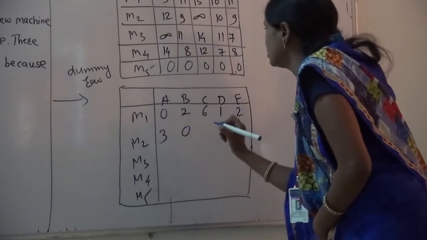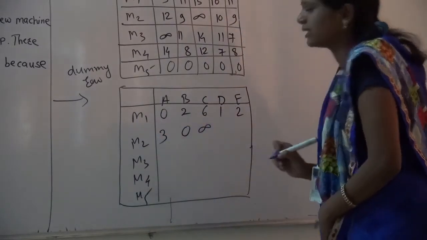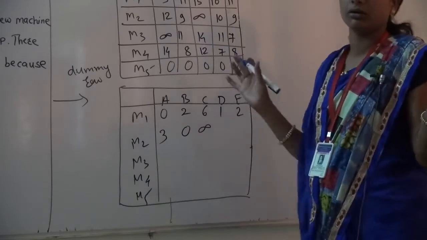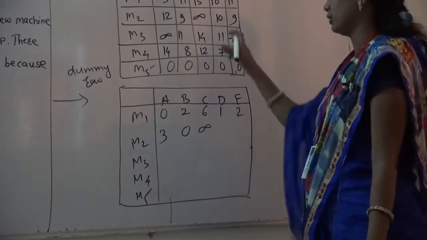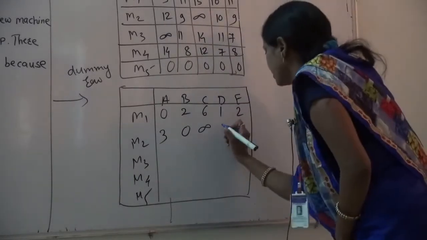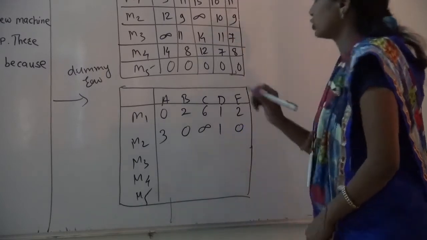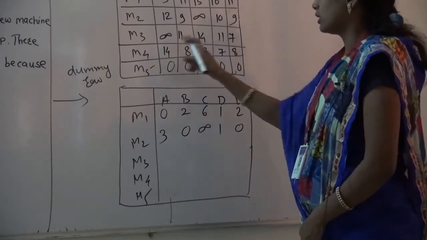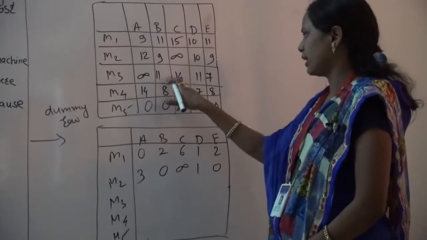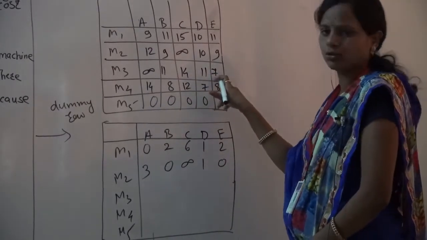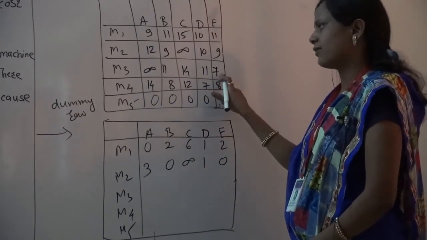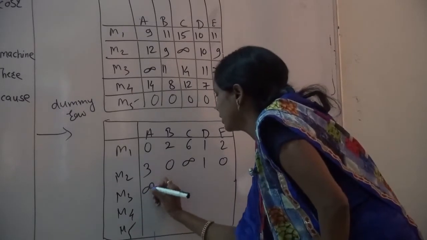9 minus 9, 0. Infinity minus 9, or infinity minus any number, we get again infinity. So 10 minus 9, 1. 9 minus 9, 0. In the third row, infinity is the largest number. 11, 14, 11, 7. So which is the least? Least is 7. So we get infinity as it is.